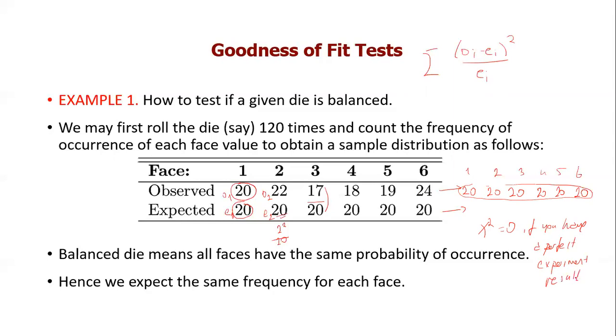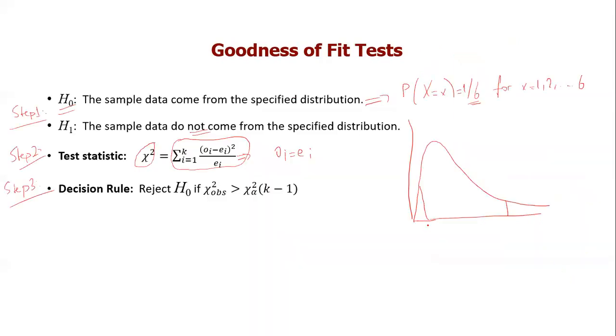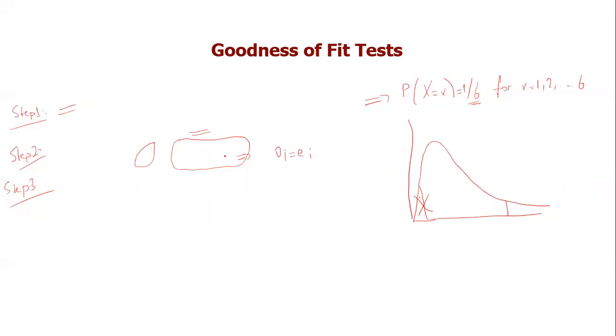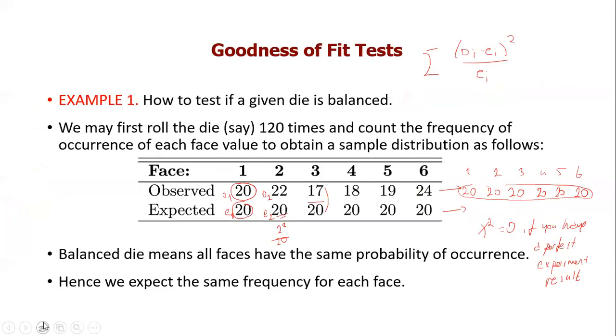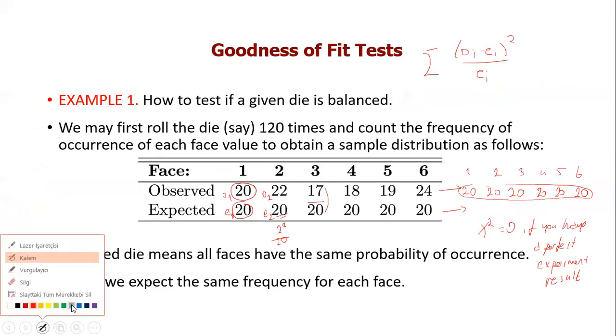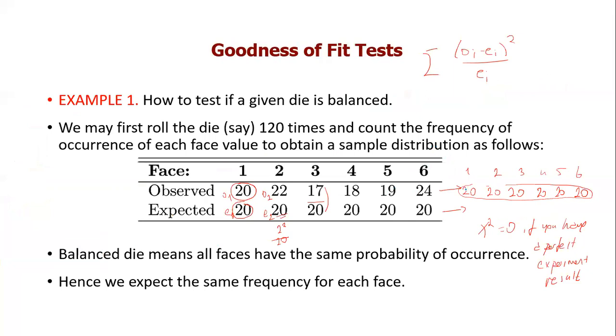Okay. So what does this mean? This means that this region is not a critical region. But if OI is very different than EI, what does it mean? So if OI is strictly different than that, what does it mean?